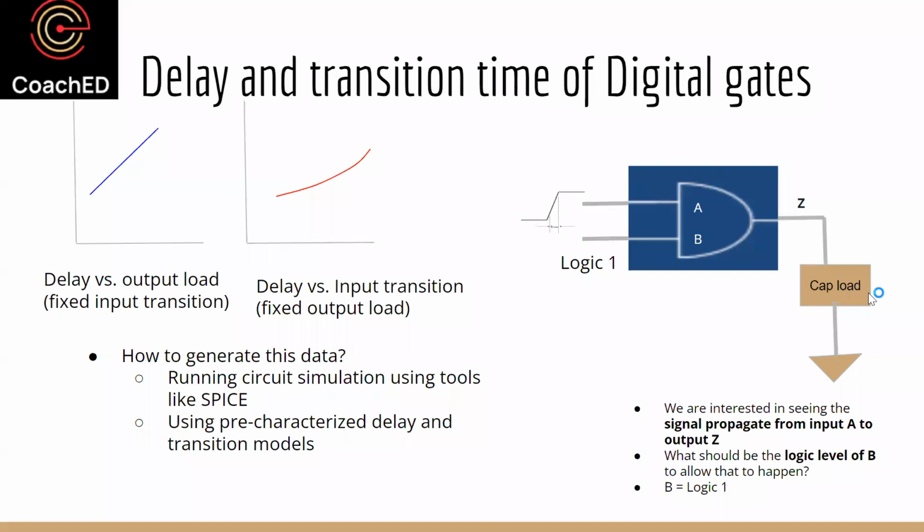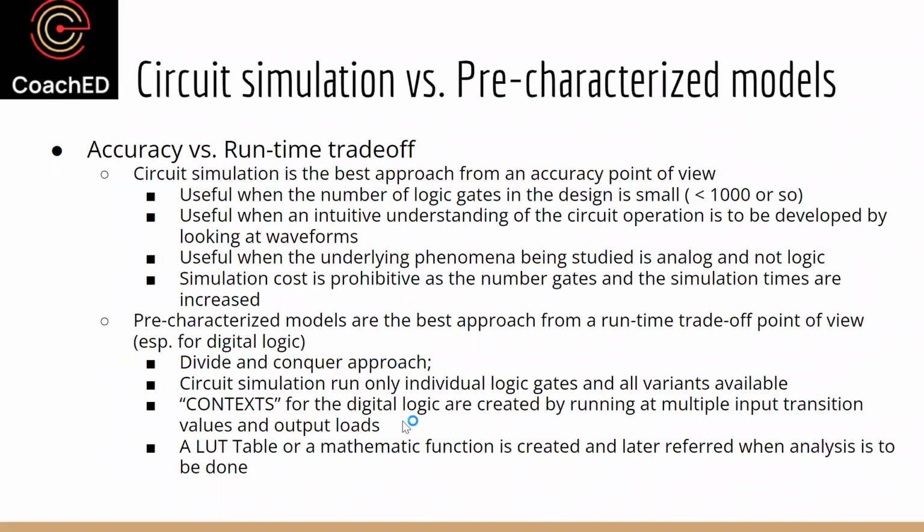So once you set up all these contexts, you can create these combinations of input transition and output load and run the simulations for all the arcs which are there for the logic gate. And then you can create a lookup table or a mathematical function, which can then later be used for analysis.